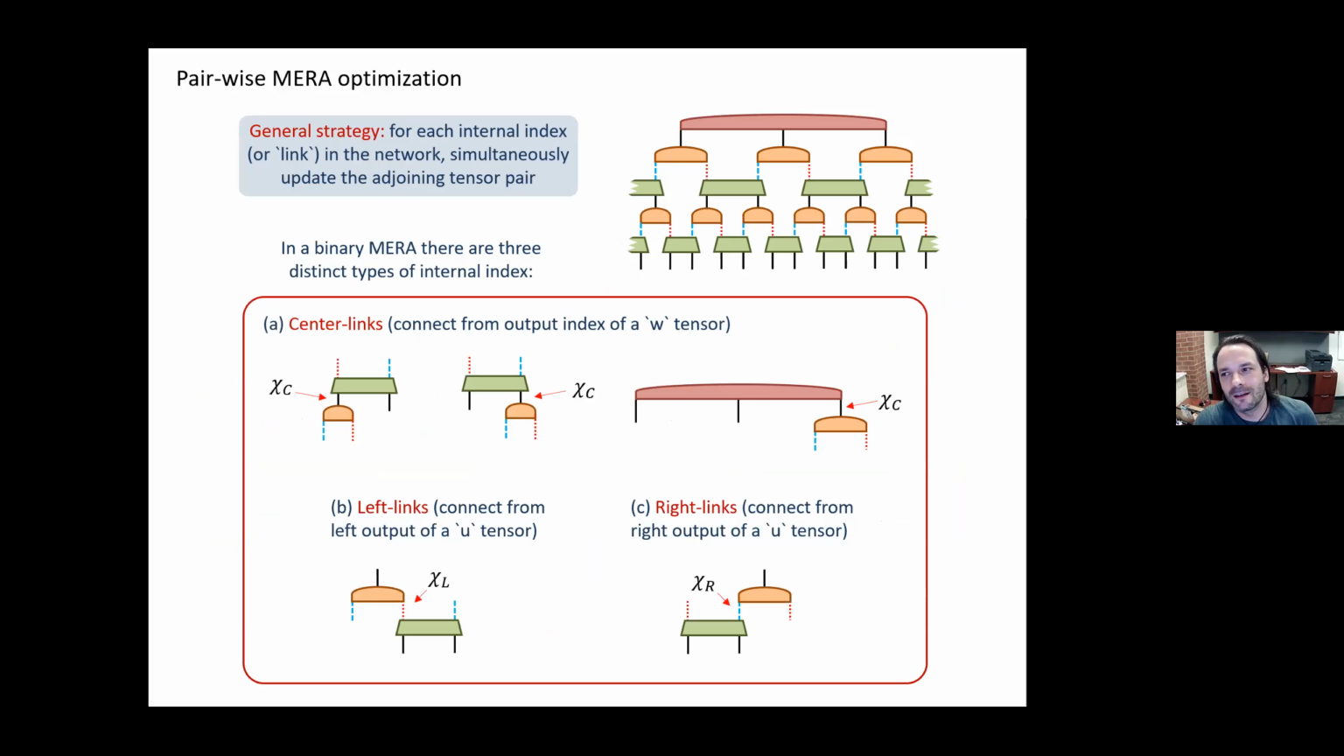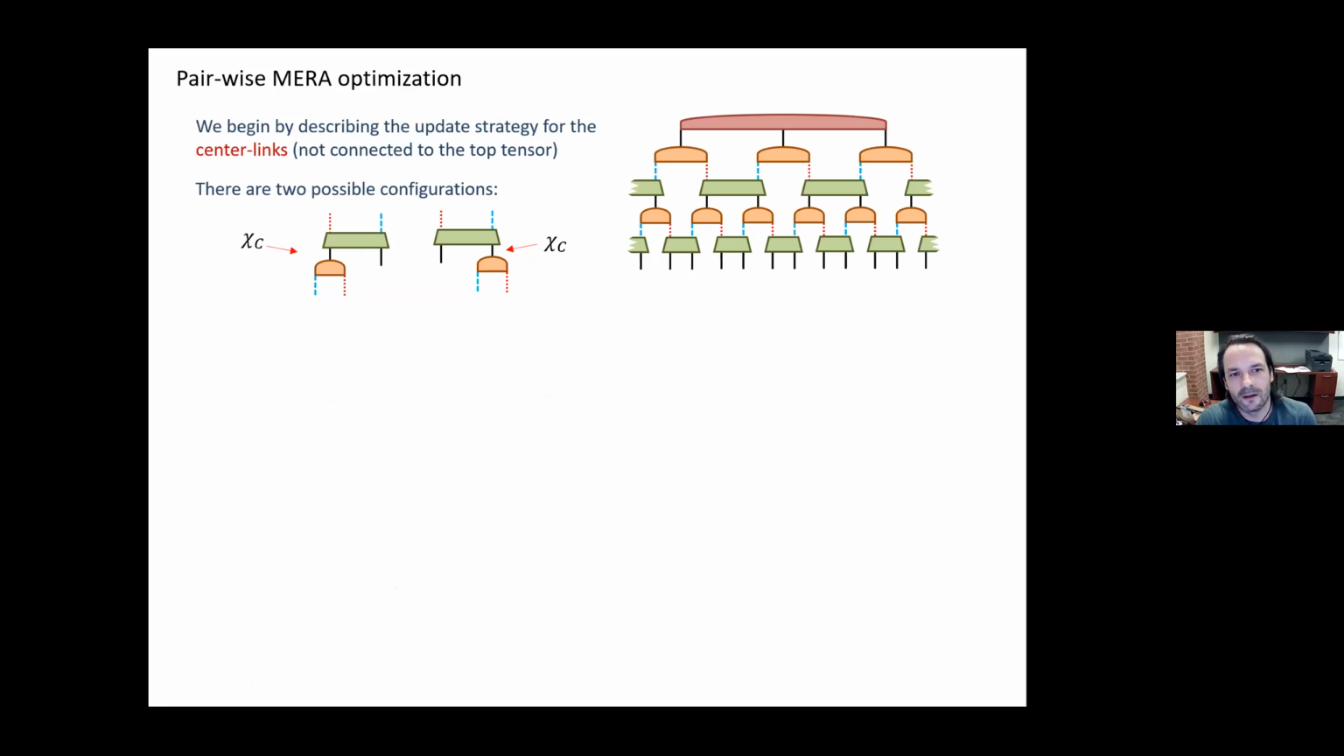Okay, so the general strategy is now, rather than focusing on tensors, we should focus on the links of the network. In a binary MERA, we have three distinct types of link, which I've color-coded and drawn diagrams for. We have ones that appear as the central index of an isometry, in different configurations, and some special ones that only occur at the top where they link to the top tensor. There are also left and right links coming out from the disentanglers. In principle, these could all have different dimensions and different quantum numbers, or at least if we're doing things in the most efficient way, they should all be of different dimension. Okay, so we're going to focus on this first case of the center links.